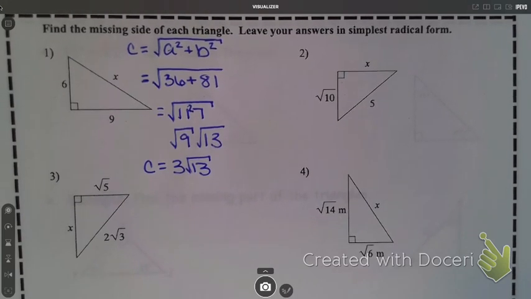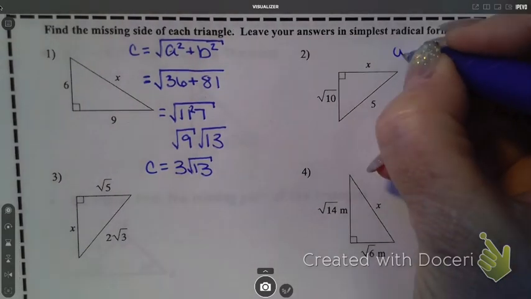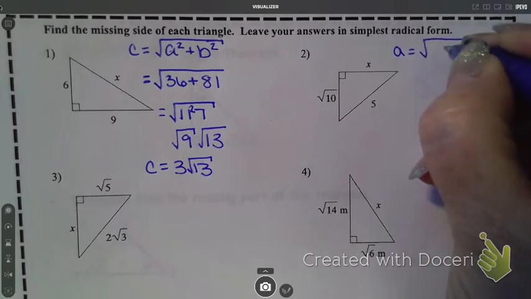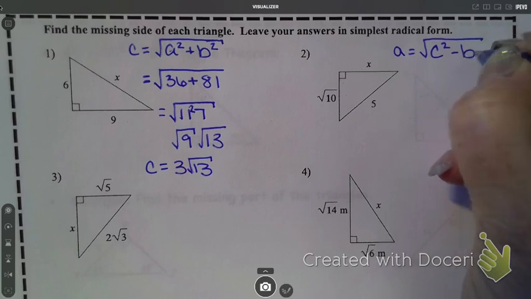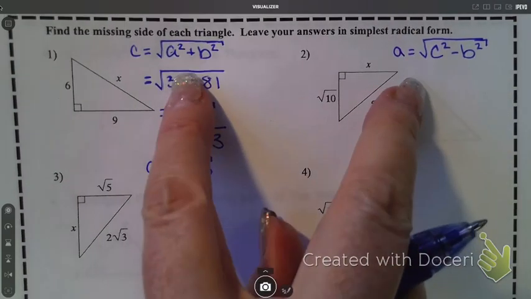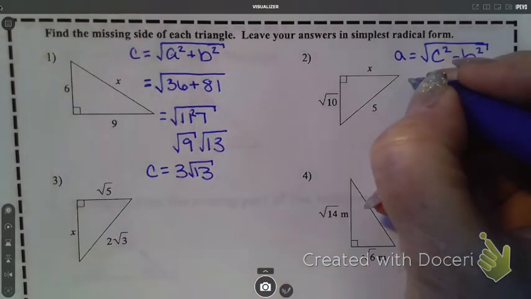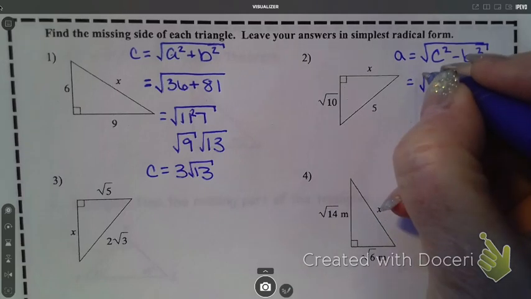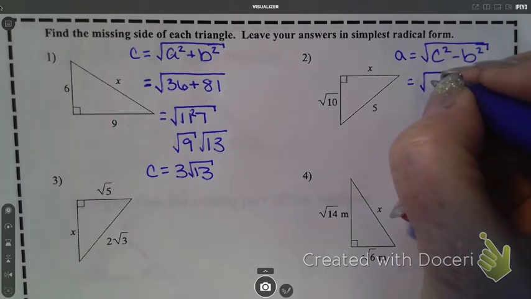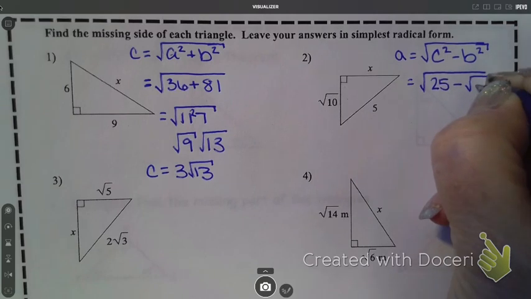Okay, is 2 a leg or a hypotenuse? A leg. So I always call it a leg A just because. Okay, so A equals the square root of what? C squared minus B squared. So if you wrote what I did on problem 1 and what I did on problem 2, do I have every formula I would need to do the whole rest of the worksheet? Yes. Okay, so C squared is what? 25.